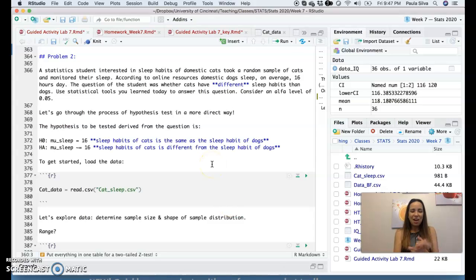Welcome back. That's our week 7 graduate statistics at the University of Cincinnati. That's our lab guided activity number 7.